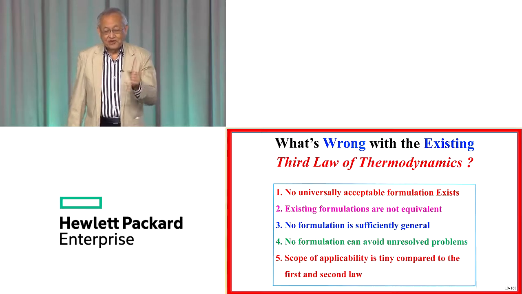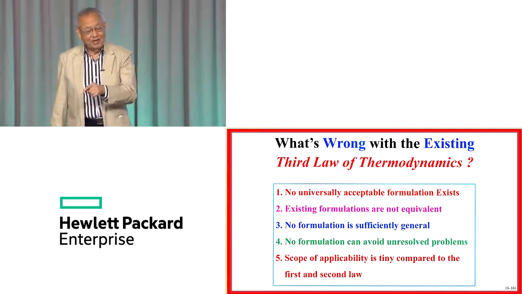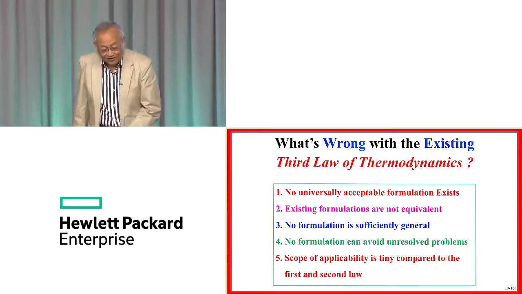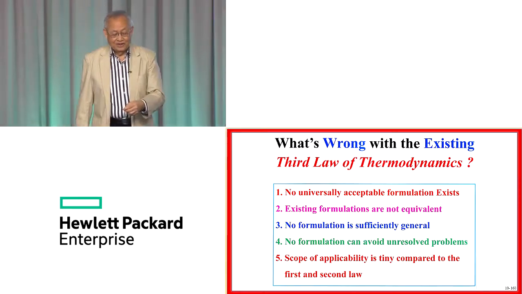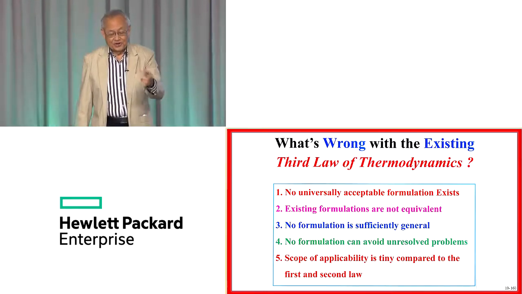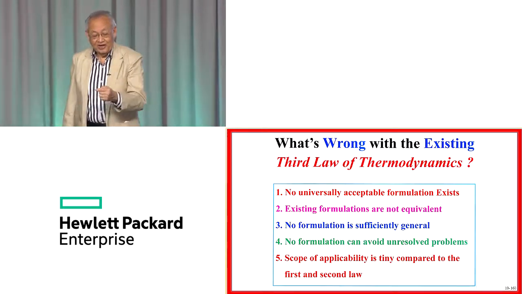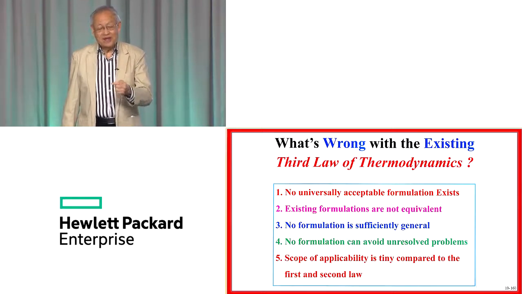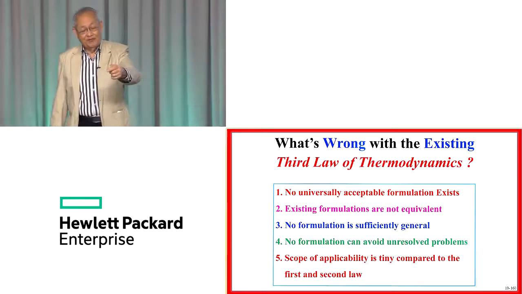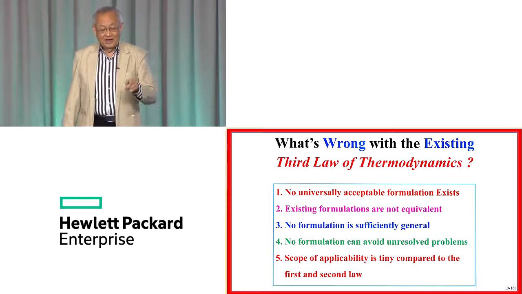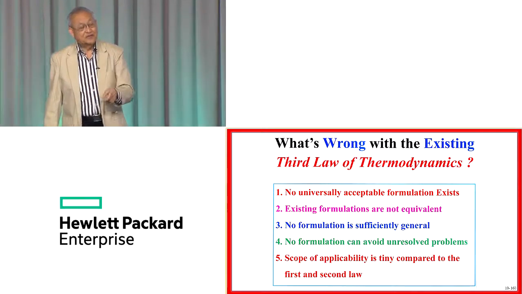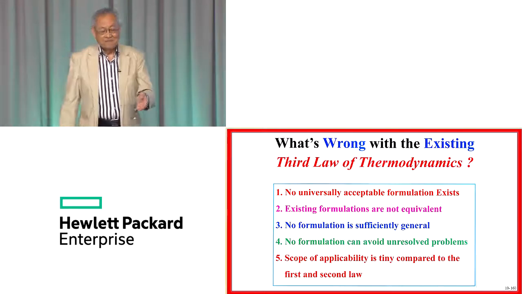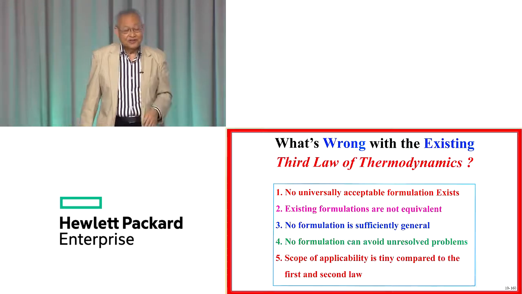First, no universally acceptable formulation exists. I mean, even Einstein didn't agree with Planck, for example. Number two, existing formulations are not equivalent, unlike the second law. You cannot say one implies the other. Third, no formulation that's been advocated for the third law is sufficiently general. Fourth, no formulation can avoid unresolved problems. You give me one formula, I tell you there's a hole in it, okay? And fifth, the scope of applicability is tiny compared to the first and second laws. I've never found any use at all of the third law. So what's the use of a third law when nobody ever uses it, right?